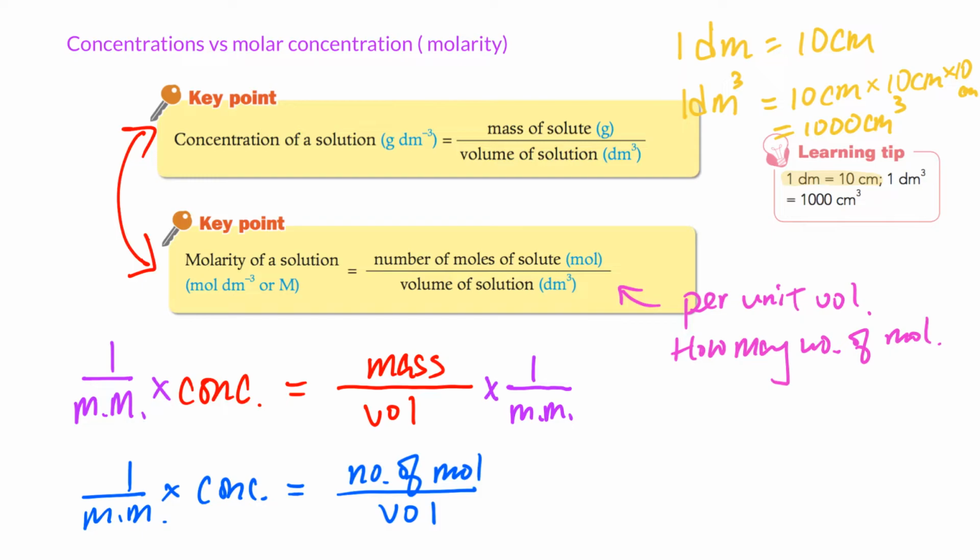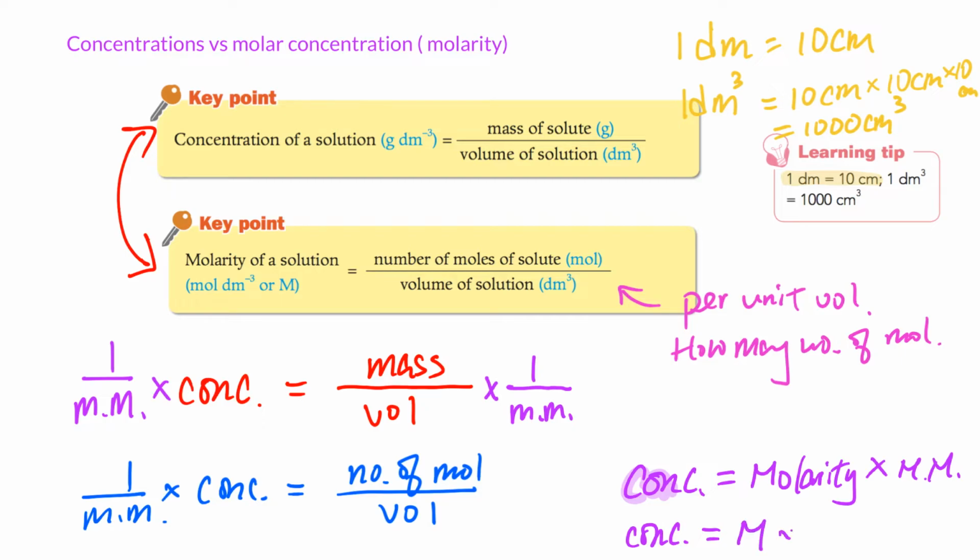So eventually we'll have an equation like this: concentration equals molarity times molar mass. For your convenience, remember concentration equals M times mm. This is the equation that I want you to remember. Concentration equals M times mm.